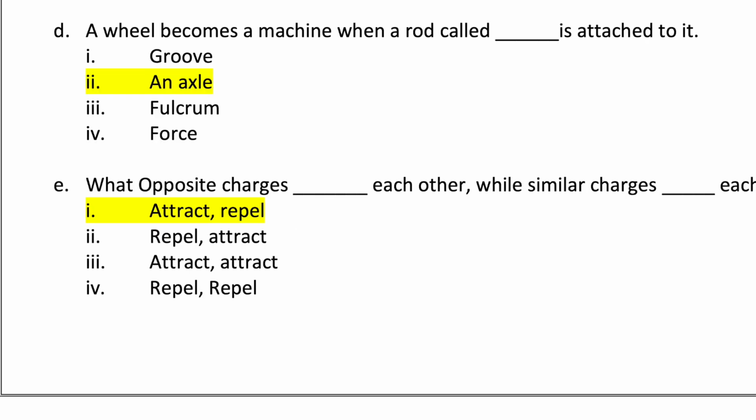Fourth question, a wheel becomes a machine when a rod called dash is attached to it. First, groove. Second, an axle. Third, fulcrum. Fourth, force. And the correct answer is an axle. Fifth, opposite charges dash each other while similar charges dash each other. First, attract, repel. Second, repel, attract. Third, attract, attract. Fourth, repel, repel. And the answer is first: attract, repel. Opposite charges attract each other while similar charges repel each other.